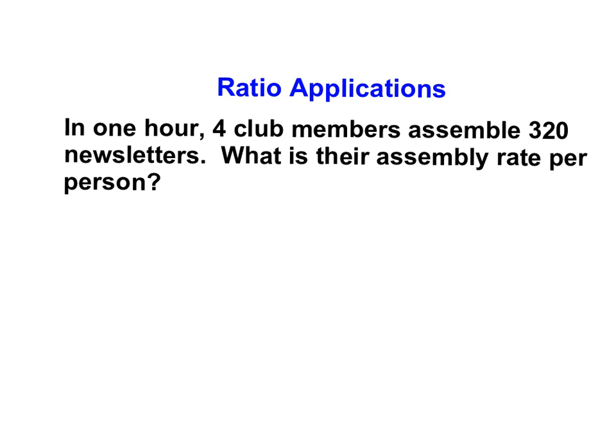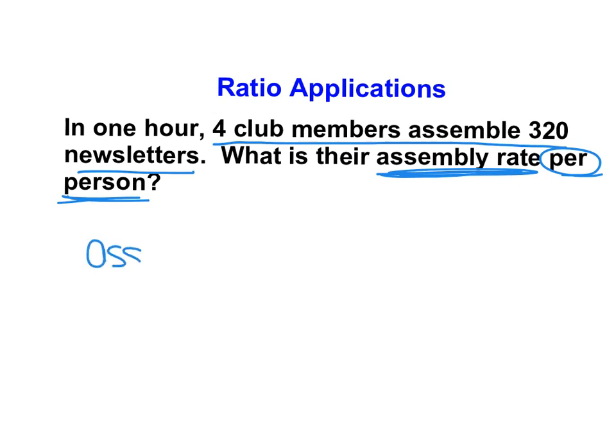So it says in 1 hour, four club members assemble 320 newsletters. What is their assembly rate per person? So what I need to do here is set up a ratio that will allow me to find the assembly rate per person. Now the key here is reading what they asked in this last sentence right here, because that's telling you how to set up your ratio. It's saying assembly rate, so this is assembly per, meaning my fraction line or my ratio line or the colon or the word to, person. So the person has to come second.